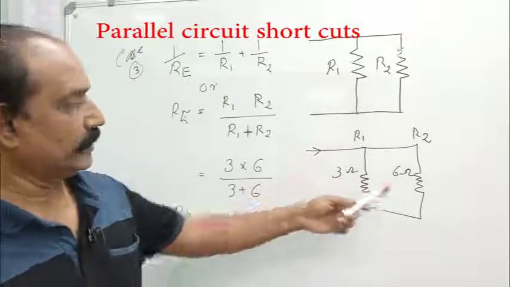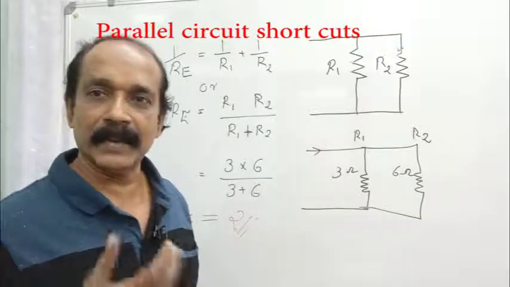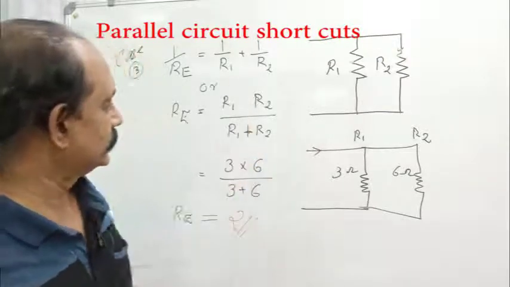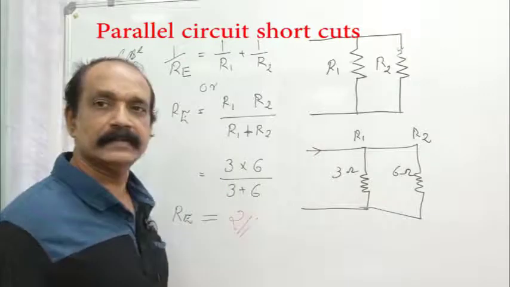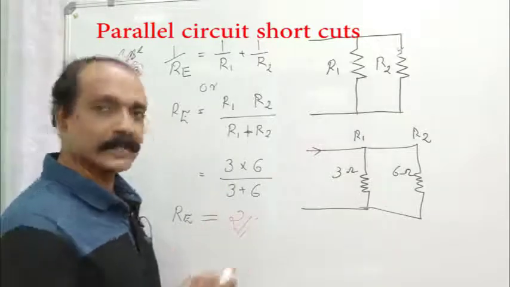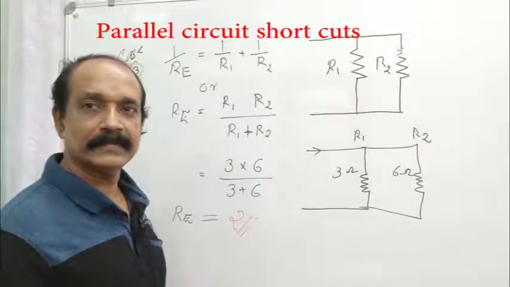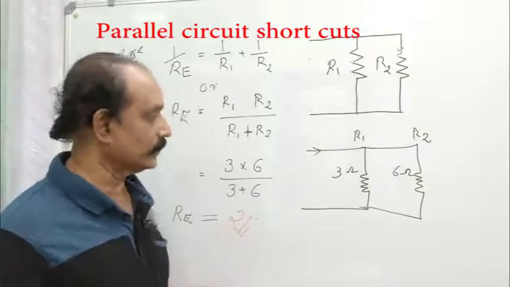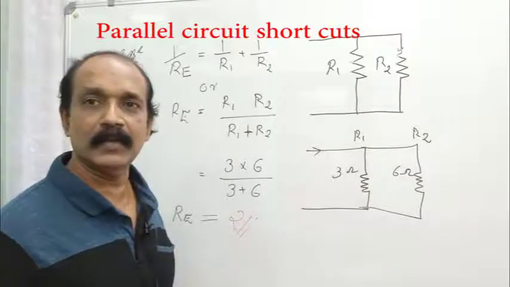Here 3 ohm and 6 ohm are connected in parallel. Using this equation, 3 into 6 divided by 3 plus 6, that gives 2 ohm. So effective resistance of this circuit will be 2 ohm.